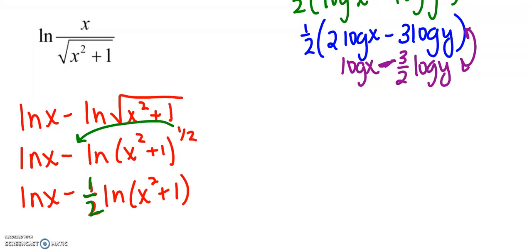So using our log properties, I chose to split first with the subtraction. Then I rewrote this square root as a 1/2 power, and then using the power property, I swung that 1/2 down in front, and this is going to be my final answer.